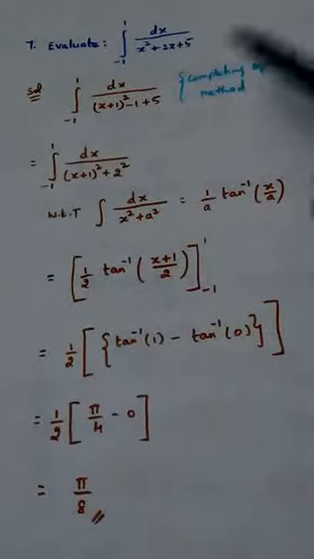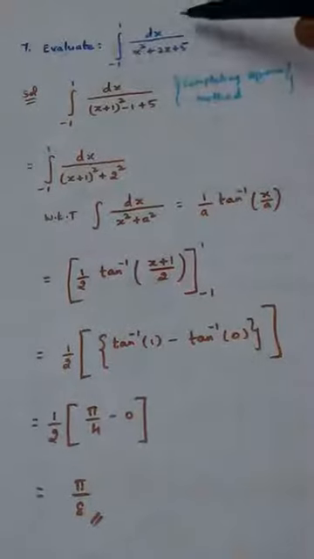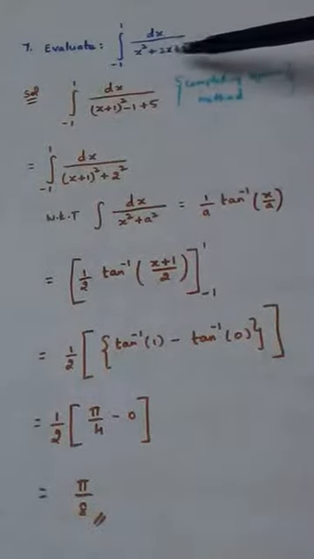Question number 7. Evaluate, find the value, that is the meaning. So integral from minus 1 to plus 1 dx by x square plus 2x plus 5.